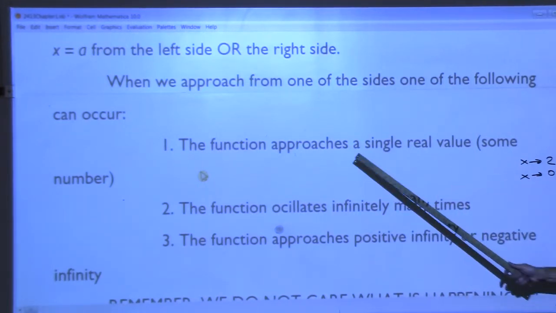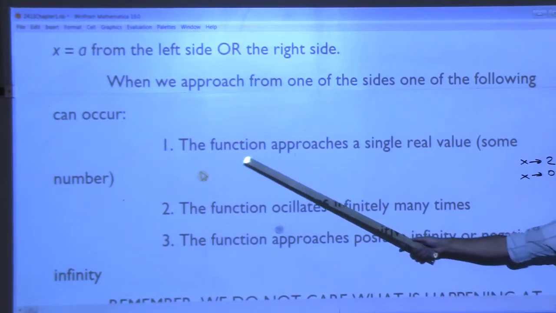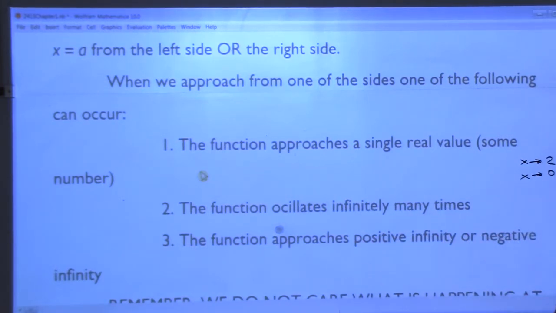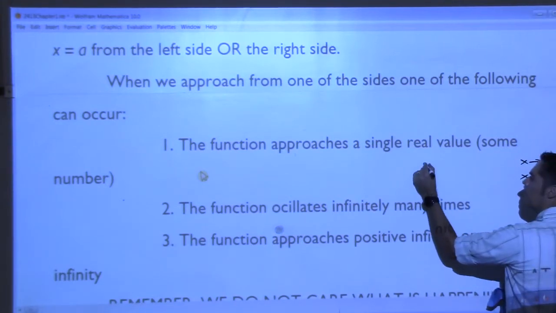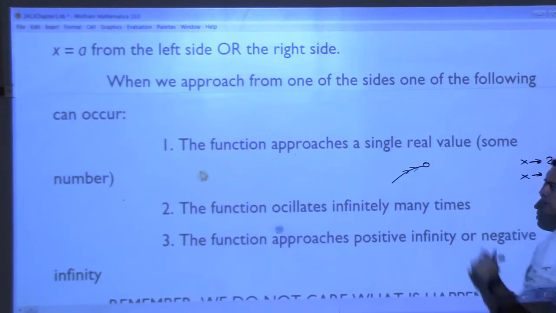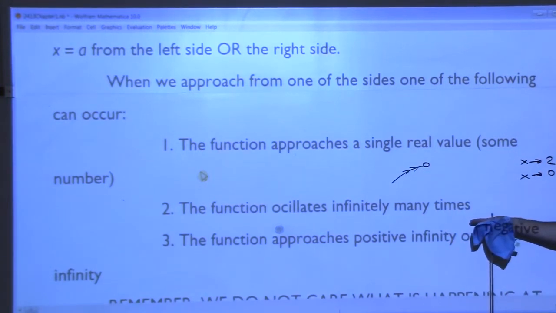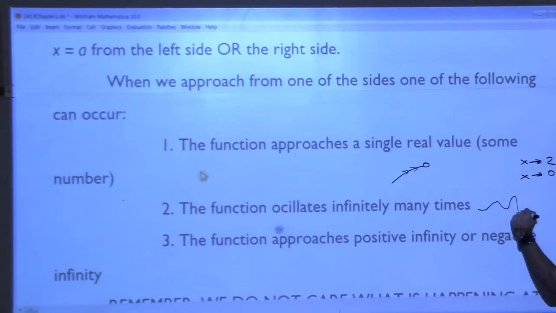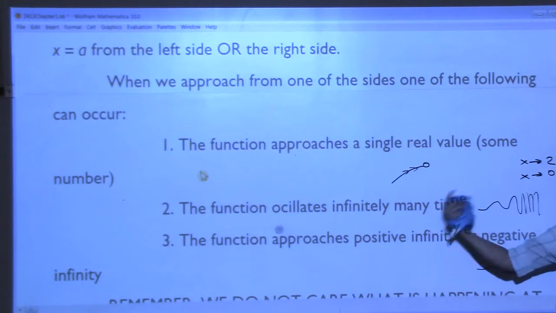When we actually approach from one of the sides, the function can just approach a value. Let's say it's doing that, right? Like coming in, it's actually approaching a value. The function could oscillate infinitely many times. That was that sine one that we saw. Or the function approaches either positive or negative infinity. So it could take off like that, like an asymptote, or go the other way. Those are pretty much the 3 different scenarios that we can see when we're coming in from one side. Understand? Okay.